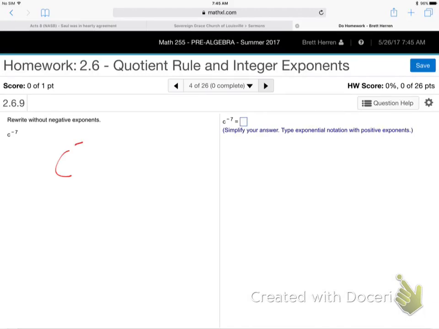So c to the minus 7. So negative powers. What's it going to do? It's unhappy at its job. It's like, I don't like this job. They pay me a lot of money, but they're mean and evil. That's how my daughter feels. And it's going to jump to the bottom, and then the power becomes positive after the jump. There's nothing on the top, so we put a 1. Just like that.